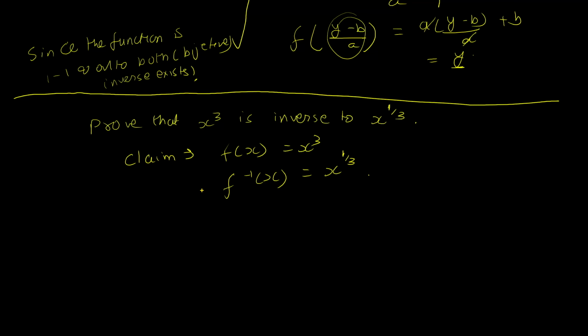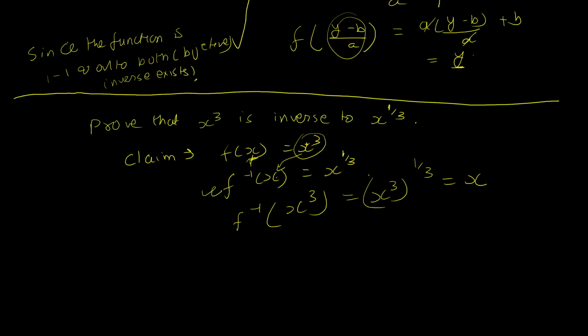So how do I verify if this is true? All I need to do is to plug this output as an input to this function, right? So let's see what happens. When I do f inverse of x cubed, which is the output of the first function, I get x cubed to the power of 1 by 3, and that is x, right? And how did I reach x cubed? I reached it via x, right? So I started with x, reached x cubed, and then plugging x cubed in the inverse got me back to x. So these two functions are indeed inverses to each other.